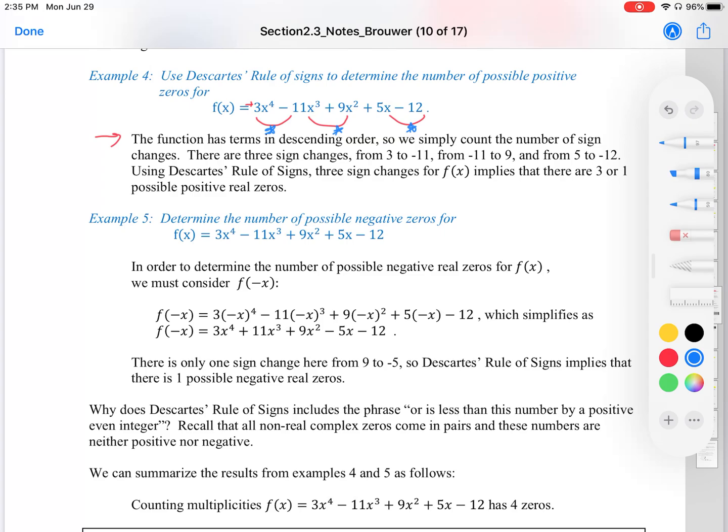From 3 to -11, -11 to 9, and 5 to -12. Using Descartes' rule of signs, 3 sign changes for f of x implies that there are 3 or 1 positive real zeros.